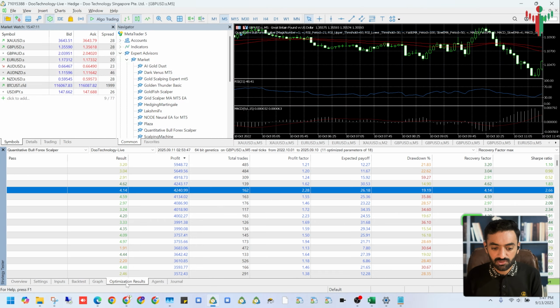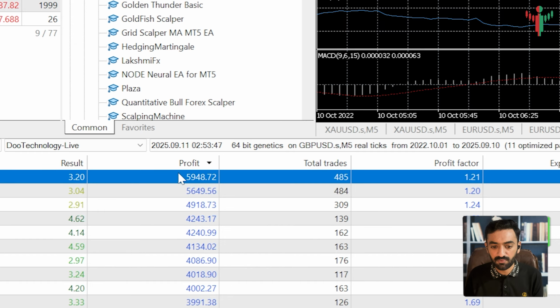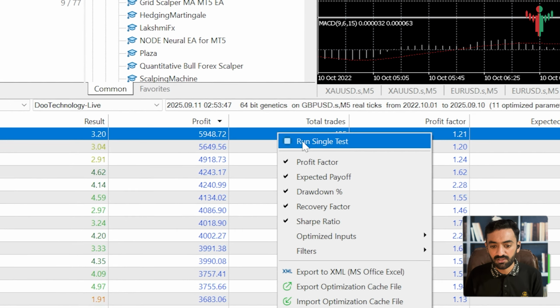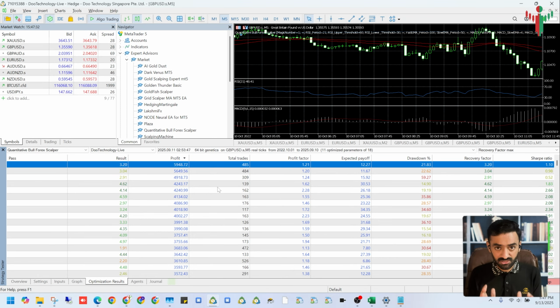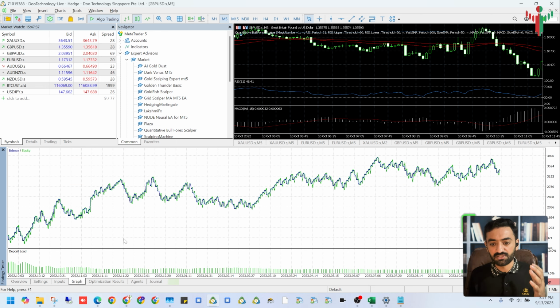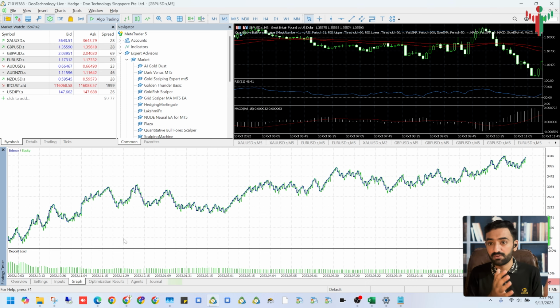Yes, this is the best set file, but we can analyze more deeply and compare multiple results to choose the best one. To do that, I will simply go back to the optimization results, and here again I will choose the highest profit and run a single test. You can note all the values of the previous result in your Google Sheet, and the results coming from this one, and you can simply compare all these results, see what the differences are, and decide which one is better and which one is not.